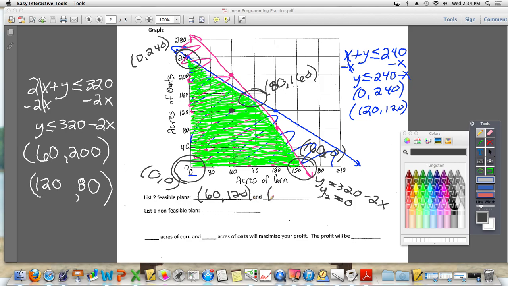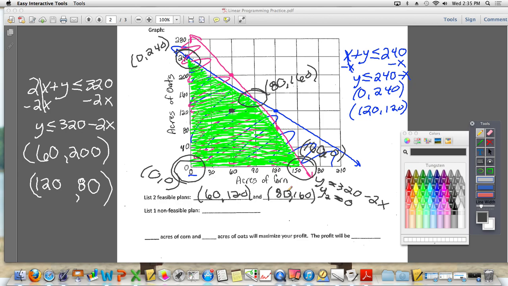Go ahead, Marcellus. 80 and 160. That's that point. Can we use that? Yeah. If these were dashed lines, we could not use it. But they are solid lines, so yes, we can use 80, 160. And you know what, you guys? There are so many options for those. They don't have to be the end-all be-all.